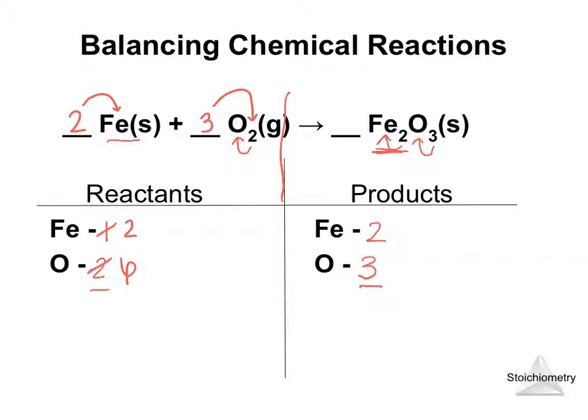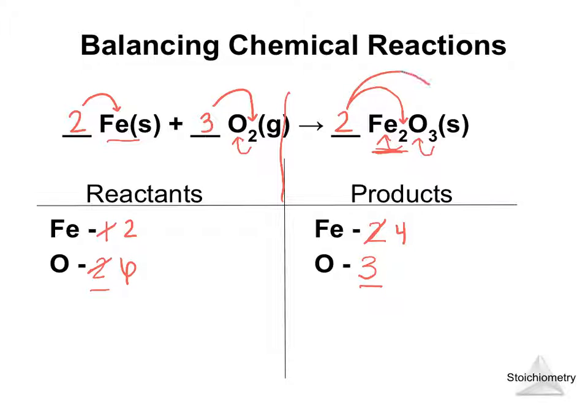3 times 2, so I'm going to put a 2 in my coefficient. Now this, again, is tricky because that 2 changes everything after it. So now I have 2 times 2 of my iron, that's 4.